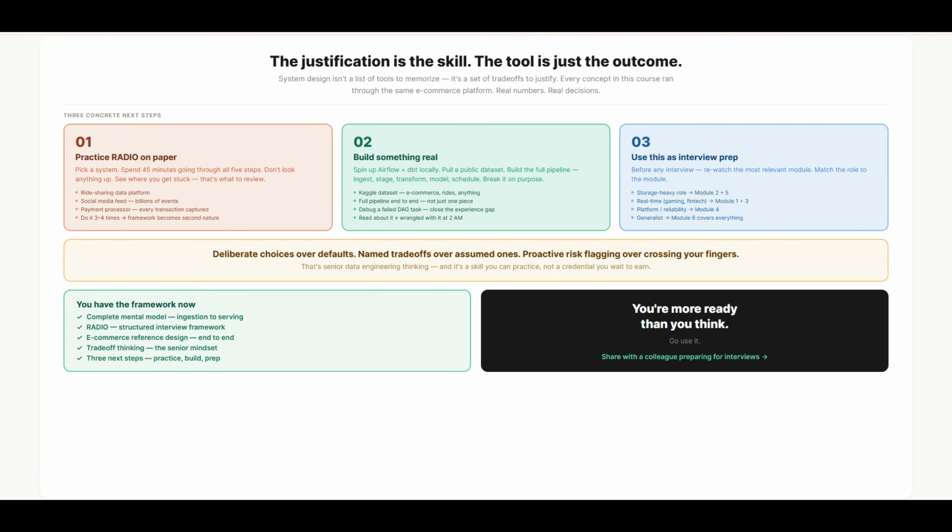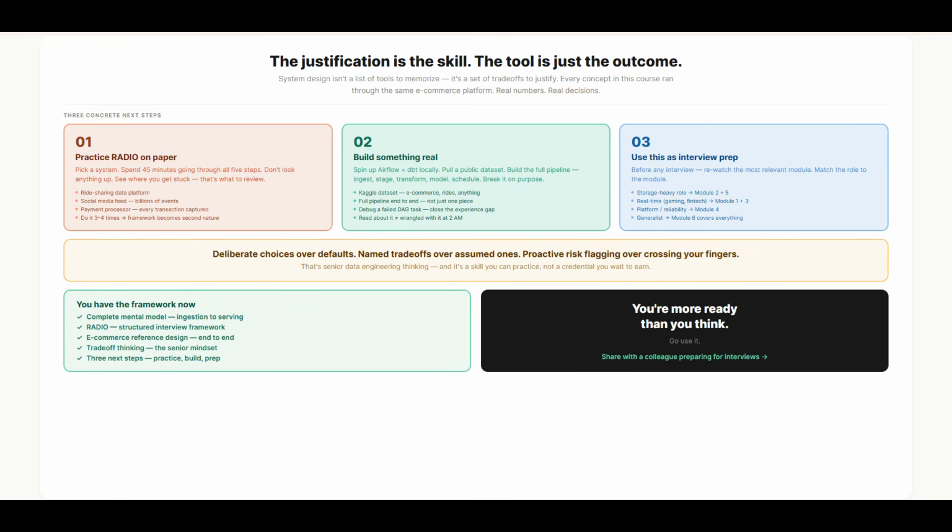Three concrete next steps. First, practice the RADIO framework on paper before you need it in a room. Pick a system you know, a ride-sharing app. How would you design the data platform? A social media feed. How do you handle billions of events from likes, comments, shares, and recommendations? A payment processor. How do you ensure every transaction is captured, reconciled, and queryable?